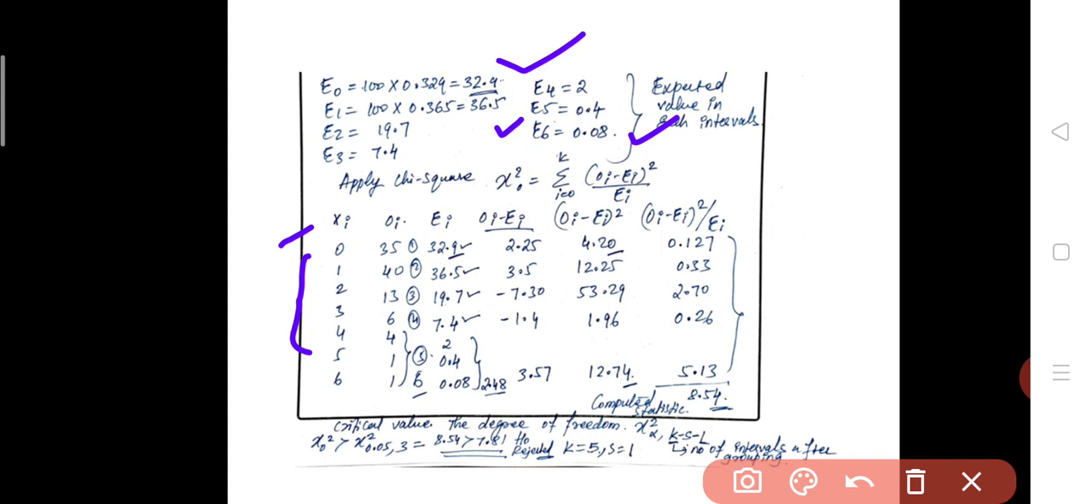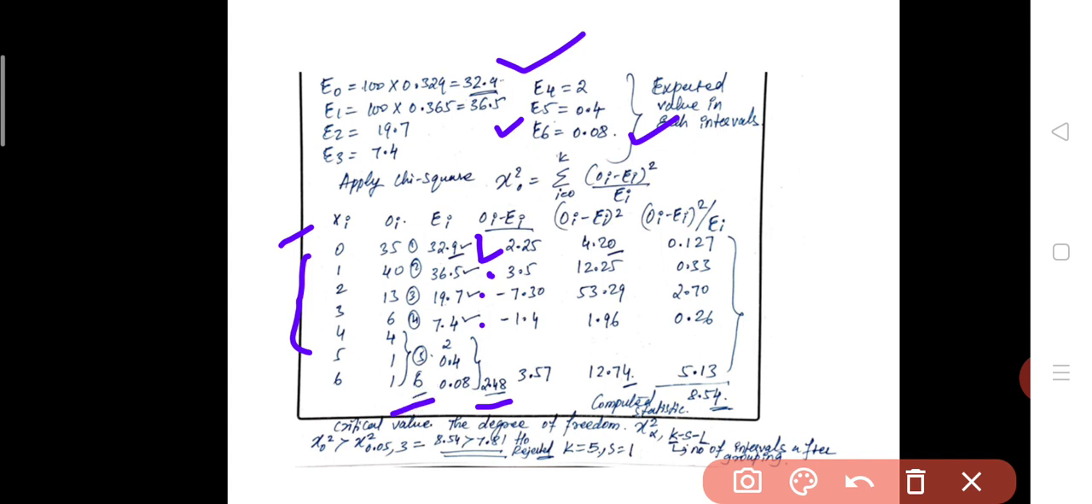So here 32.9 is greater than 5, the second is also greater than 5, the third is also greater than 5, and this one is also greater than 5. Coming to the last three values, these three values are less than 5, so we combine all these expected frequencies and the final value is 2.48. After this, the corresponding Oi has to be combined. After combining these three values, the corresponding Oi is 6, right?